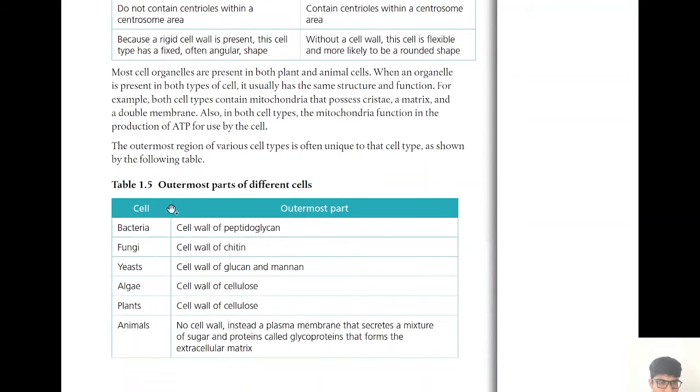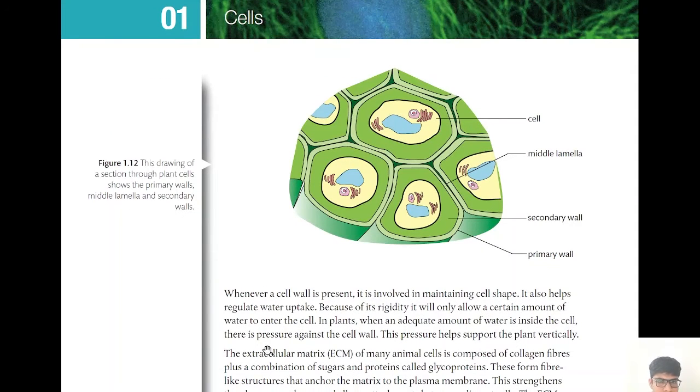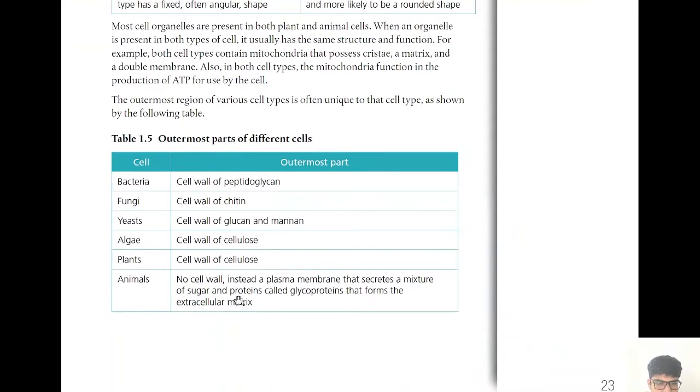Now here we have the outermost parts of the different cells. Bacteria have a cell wall of peptidoglycan. Fungi have a cell wall of chitin. Yeast has a cell wall of glucan and mannan. Algae have a cell wall of cellulose. Plants have a cell wall of cellulose. Animals have no cell wall. Instead of a cell wall, they secrete a mixture of sugar and protein called glycoproteins that form the extracellular matrix. Quite interesting.